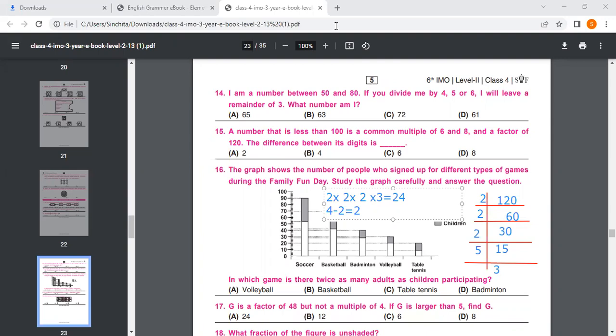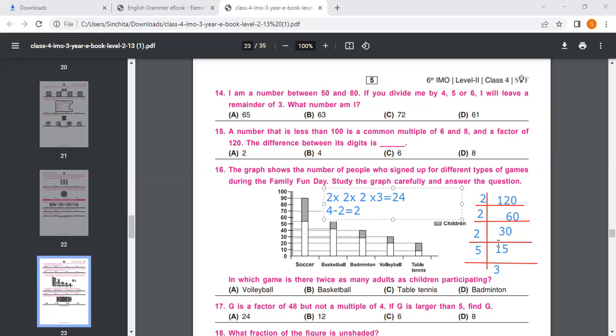Tell me, Shuok, beta. 2 into how much is 12? 6. Very good, 60. Now divide 60 by 2, what is the answer? Divide 6 by 2, what is the answer? Three, very good. So the zero will automatically come down. So the answer is 30.